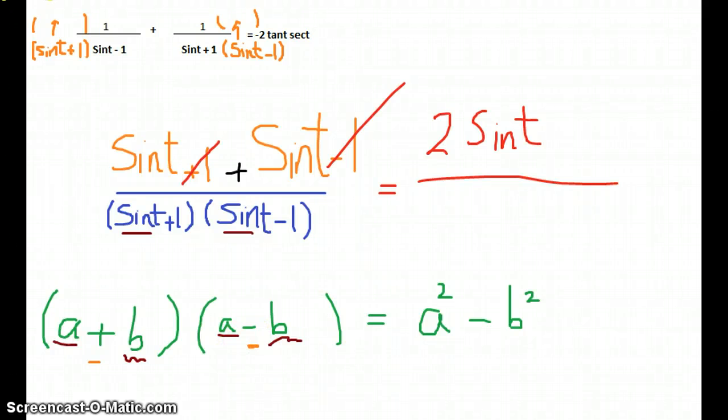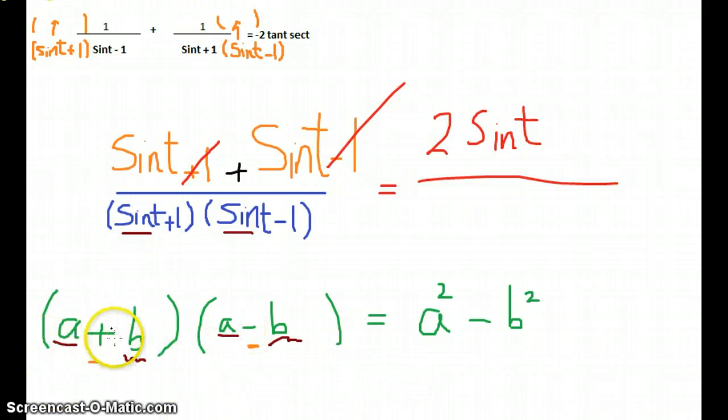So when you multiply two conjugates, the result is a times a is a squared, and positive b times negative b is negative b squared. So that's always going to happen. It's just the first term squared minus the second term squared. Why does that happen? Because if you FOIL, a times a is a squared, and the last term is b times b, well, it's negative b squared.